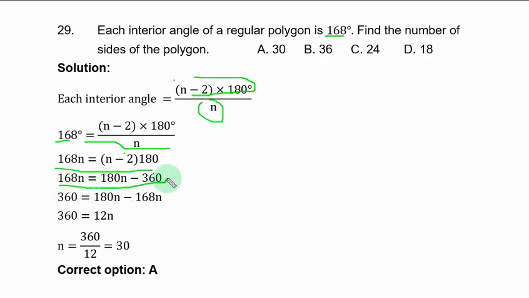Collect like terms. You transfer minus 360 to the left. It becomes positive. Already 180n is there. You transfer plus this, it becomes minus 168n. If you subtract, you have this result. To get n, divide both sides by 12, and n is equal to 360 divided by 12, and that is 30. A is the correct option.